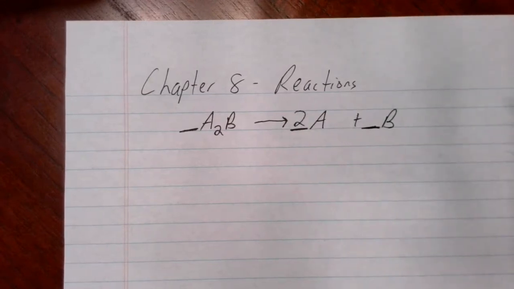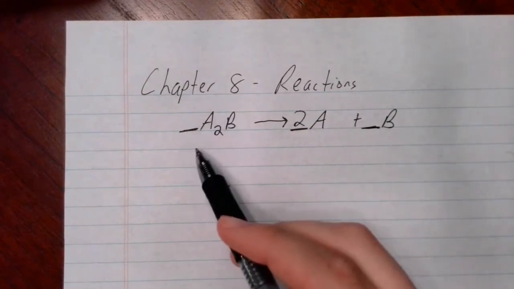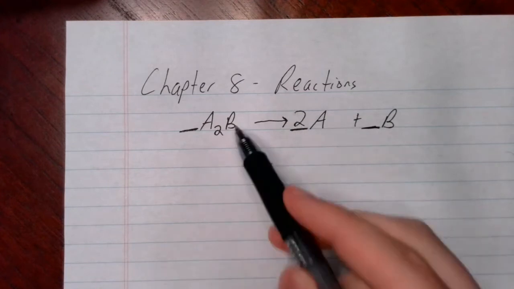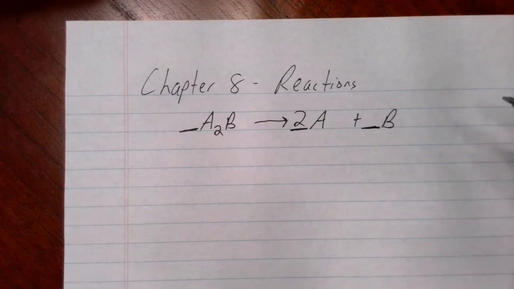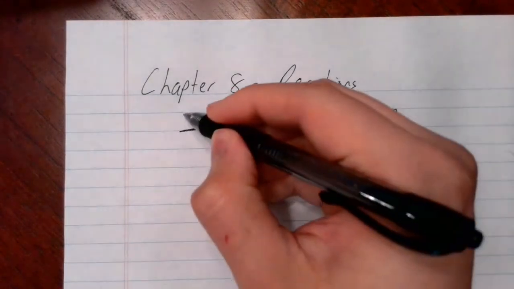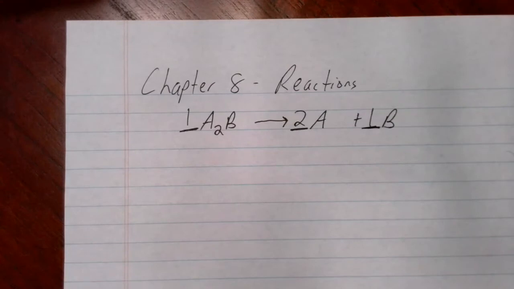I can go back and double check myself. There are 2 A's in the reactants. There are 2 A's in the products. There is 1 B in the reactant. There is 1 B as a product. So we're good there. I can also write in 1s there. It's not necessary. The 1s are understood. It's okay to write it in.